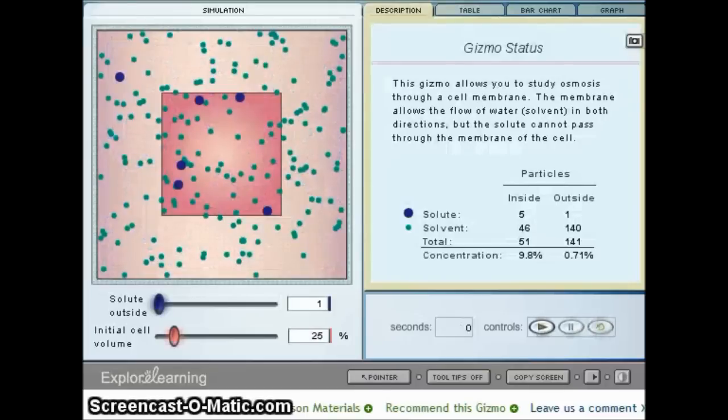In this simulation, we see the egg placed in distilled water. Here, the concentration of sugar inside the egg is greater than the concentration of sugar outside the egg. Before, when the egg was placed in corn syrup, water molecules left the egg, causing the egg to shrivel. Now, water molecules are entering the cell, causing it to swell.